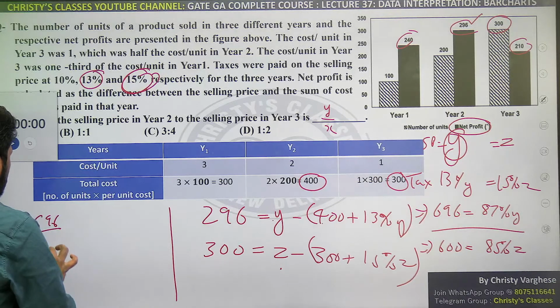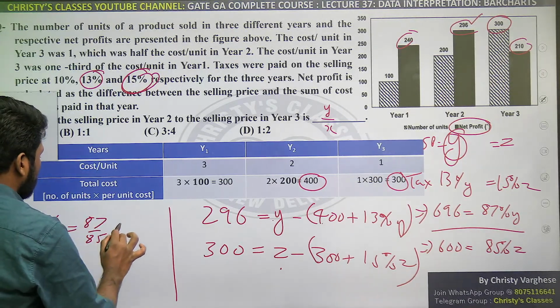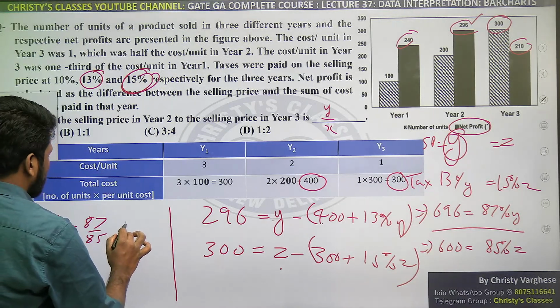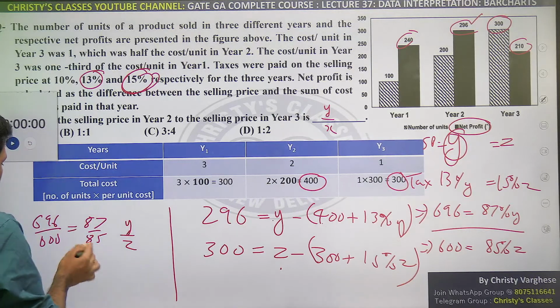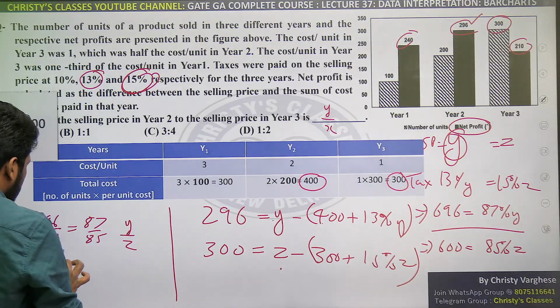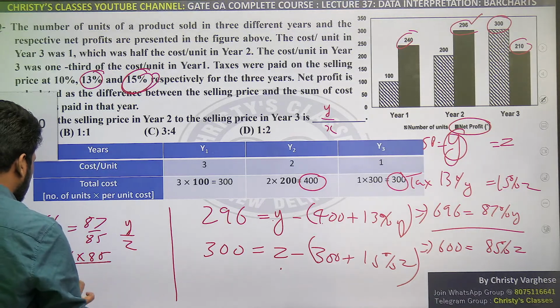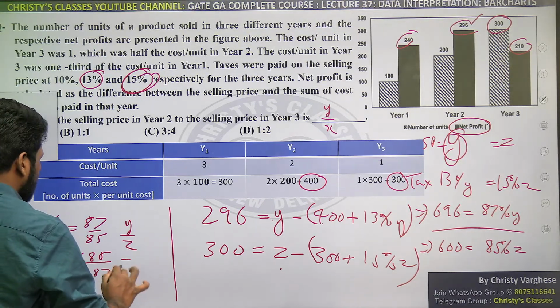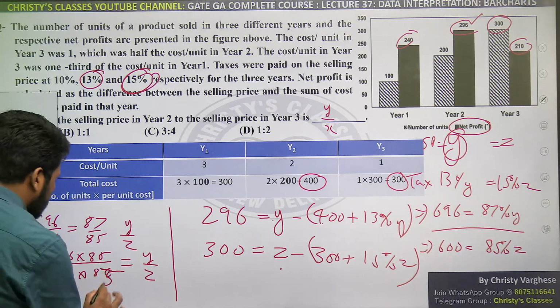696 by 600 equal to 87 by 85 into Y by Z. Because 100 cancel, so cross multiplying 696 into 85 divided by 600 into 87. This is our final answer. Final answer means इसको calculator में check करिए. Cancellation definitely होगा. Sorry, 87.